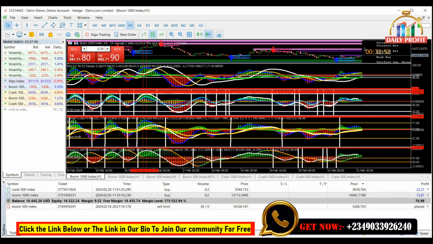I can also set a pending order above it that anytime this market goes up, it must surely come down because that is the market structure. Anything that goes up must surely come down. Okay, now that is about pending order. Probably if I'm not able to teach us how pending order works in this class or how to set it, in the next class, I'm going to teach us how pending order works.